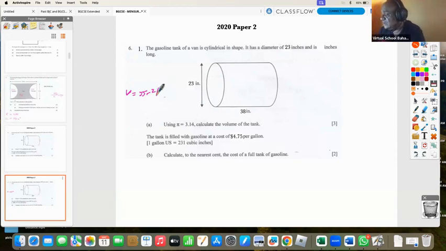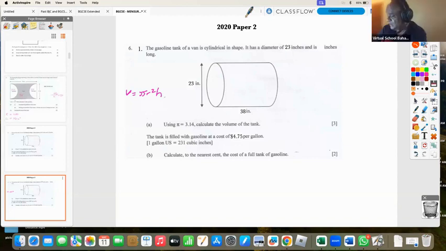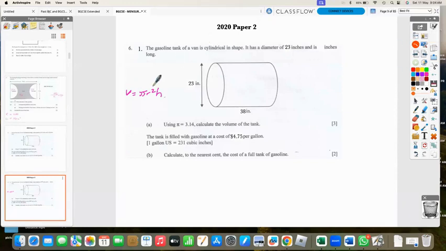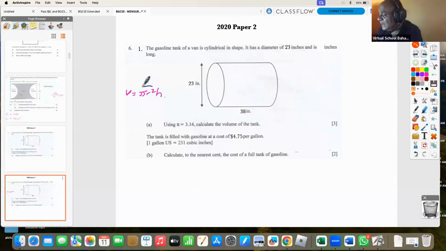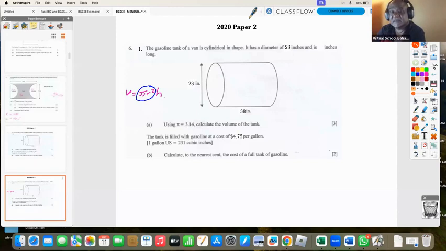What is that telling you? Look at that formula and tell me something. That's telling you to multiply 3.14 times the radius two times and then times the height. All right, something else you can see from that. You have to divide the radius in half. No. What does this part of the formula tell you? The area of the what? That's the area of a circle. Very good.